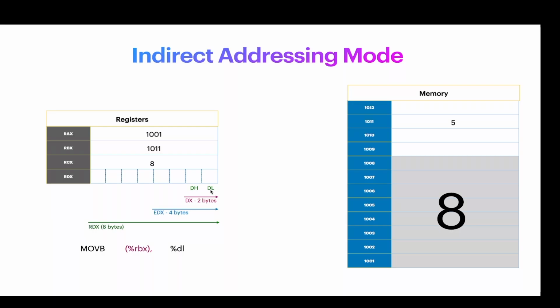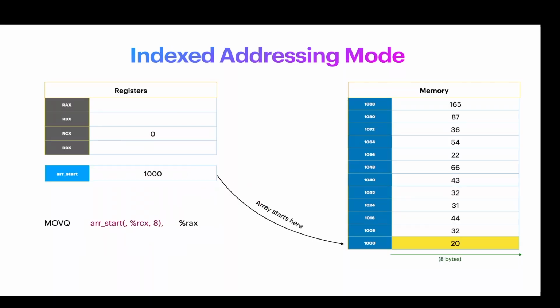DL is the lowest byte in the RDX register. So if we run this, that's what's going to happen. We went to RBX, followed through the memory address, peeked into the location of 1011 and moved that into DL. That's how indirect addressing mode works. Alright, let's move on to the next one.